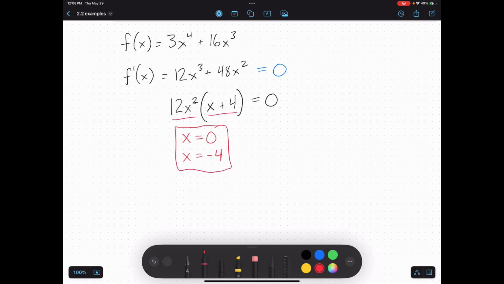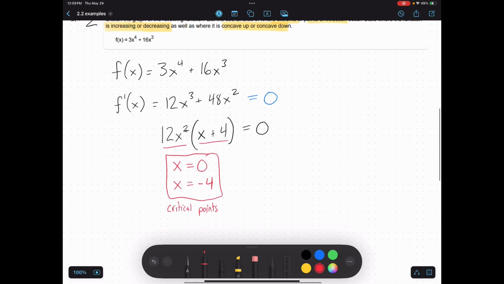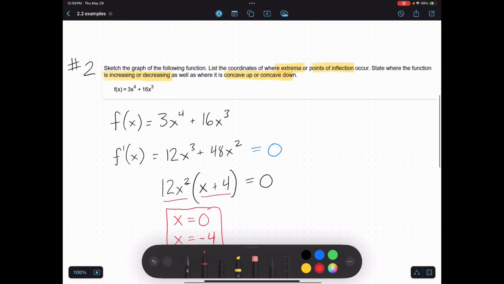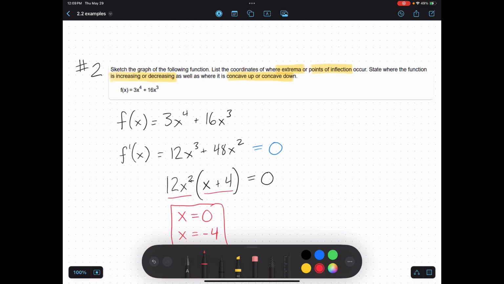So those are my 2 critical points for this function, and they represent where I could possibly have relative minimums or relative maximums. How do we determine whether they're relative minimums or relative maximums? Well, I can either use the first derivative test or the second derivative test, but remember, we do need to come up with my intervals of increasing or decreasing, which is really what the first derivative test does anyway. So let's use the first derivative test because that'll also tell me my intervals of increasing or decreasing.